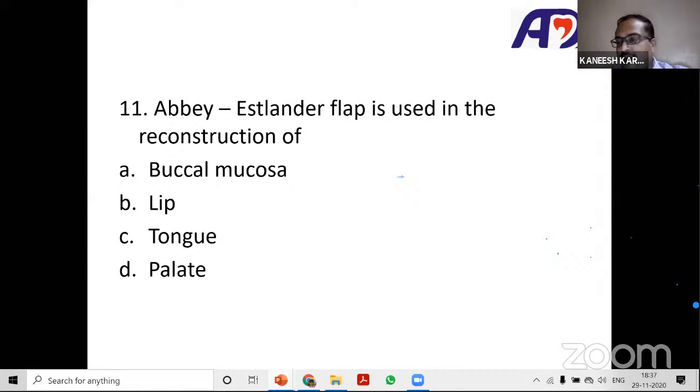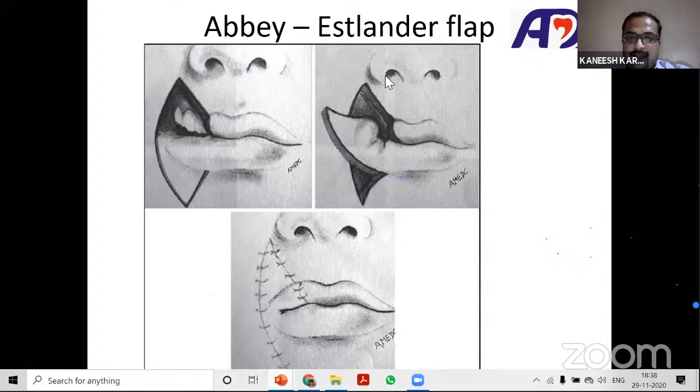What is Abbe-Estlander flap? Excellent. Abbe-Estlander flap is used in the reconstruction of the lip. See here, there is a defect in the lip. That is, if there is a basal cell carcinoma of the lip, then we have excised that particular portion of the lip. Then we use the lower lip, put an incision like this, and then rotate the lower lip to replace the upper lip, and then suture both. This is called Abbe-Estlander flap.